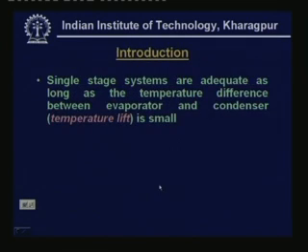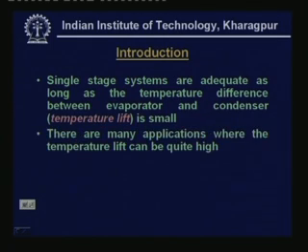We have seen that single stage systems are adequate as long as the temperature difference between the evaporator and condenser is small. This difference is normally known as temperature lift. That means the temperature difference between the condenser and evaporator is known as temperature lift, and as long as the temperature lift is small, single stage systems are adequate.